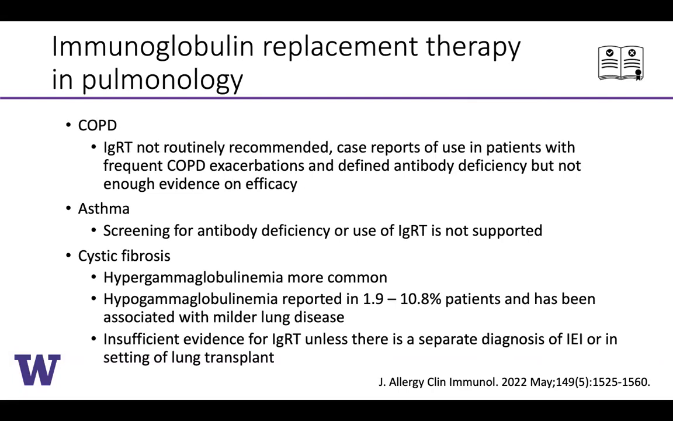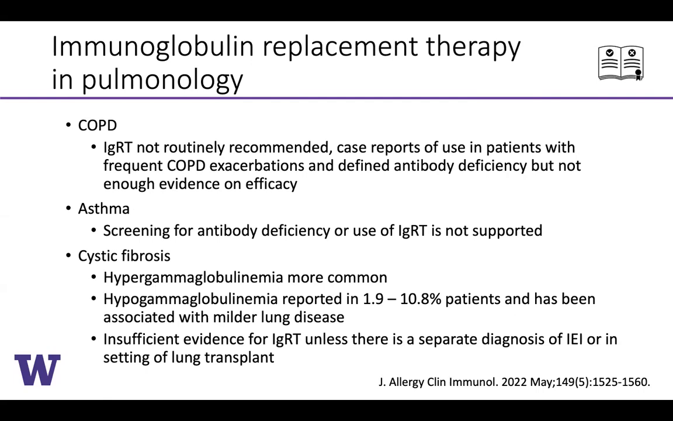Now, in pulmonary conditions, immunoglobulin replacement therapy does not play a big role. In COPD, it's not routinely recommended, not surprisingly. However, patients with severe COPD with frequent exacerbations should be screened for potential associated antibody deficiency. If they do have that, then of course it could be considered. There's really no role for screening for antibody deficiency in asthma.